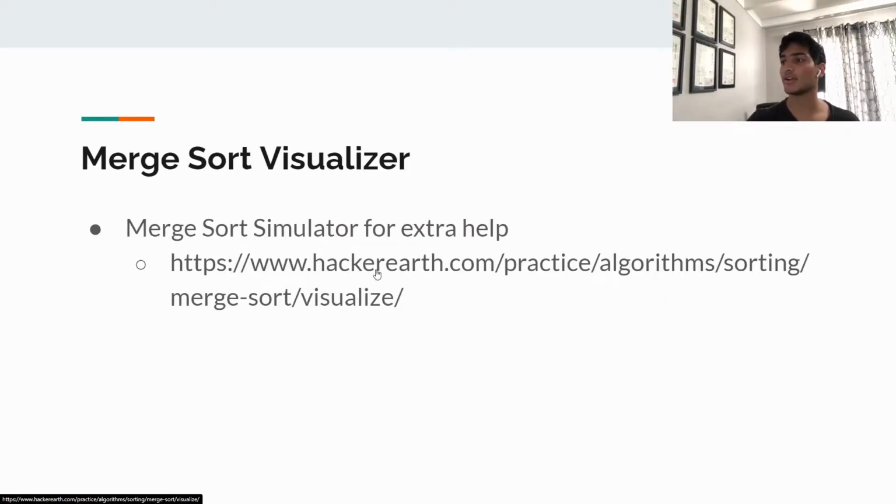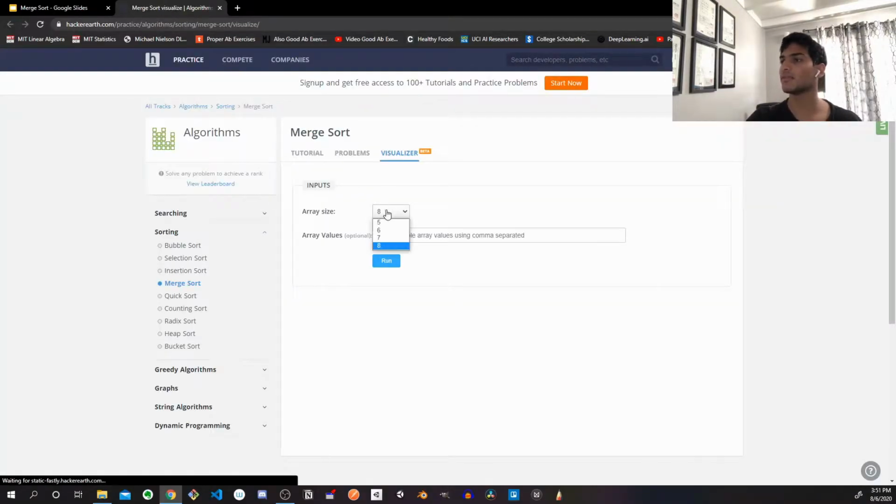One last thing that we're going to do is go through a merge sort simulator to understand this algorithm a little bit more. And so if we click on the link, we'll start off with an array size of 6, because the concepts stay the same and there's just fewer steps to go through.